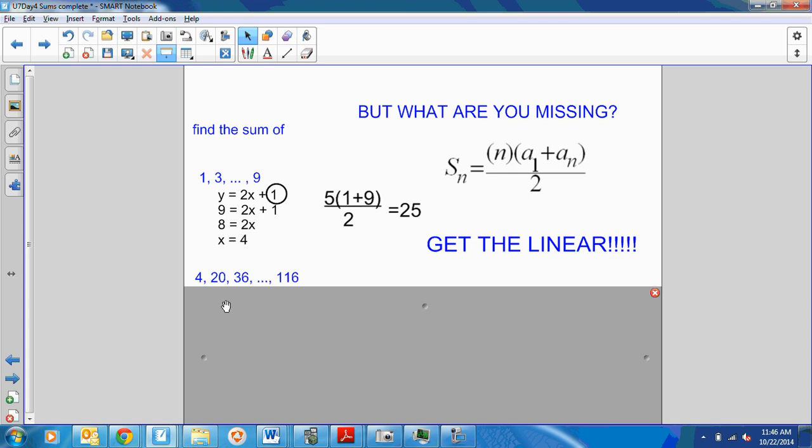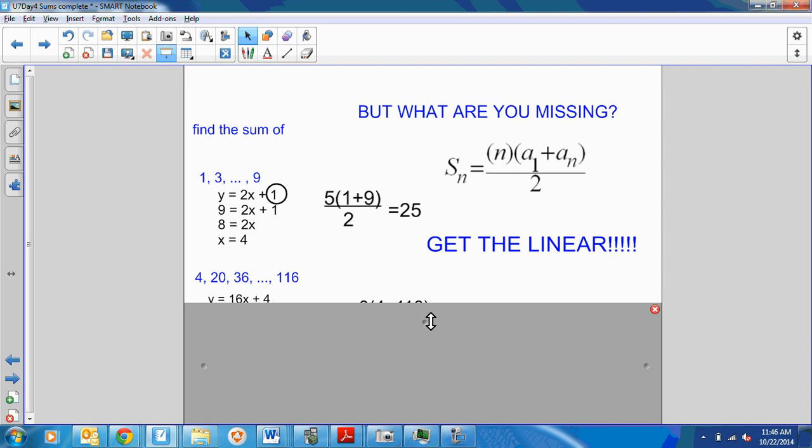So the difference between successive steps here is 16. So I can make a linear equation. The linear would be y equals 16x plus 4. So I plug in my 116 to see how many steps I went.